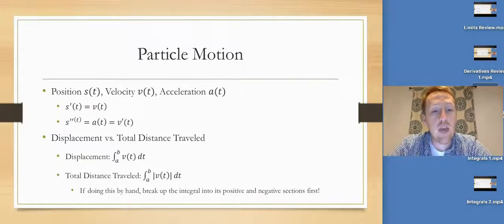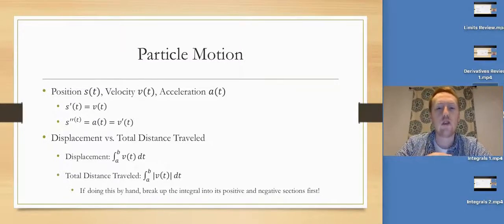We've also got displacement versus total distance traveled. Displacement is the integral from a to b of the velocity function. And then total distance traveled, you just slap some absolute value bars on that velocity function, and that'll give you your total distance traveled. If you have to do this by hand, then you just find where the velocity function hits 0 and break up the integral based on that. Make every integral positive even if you get a negative value.